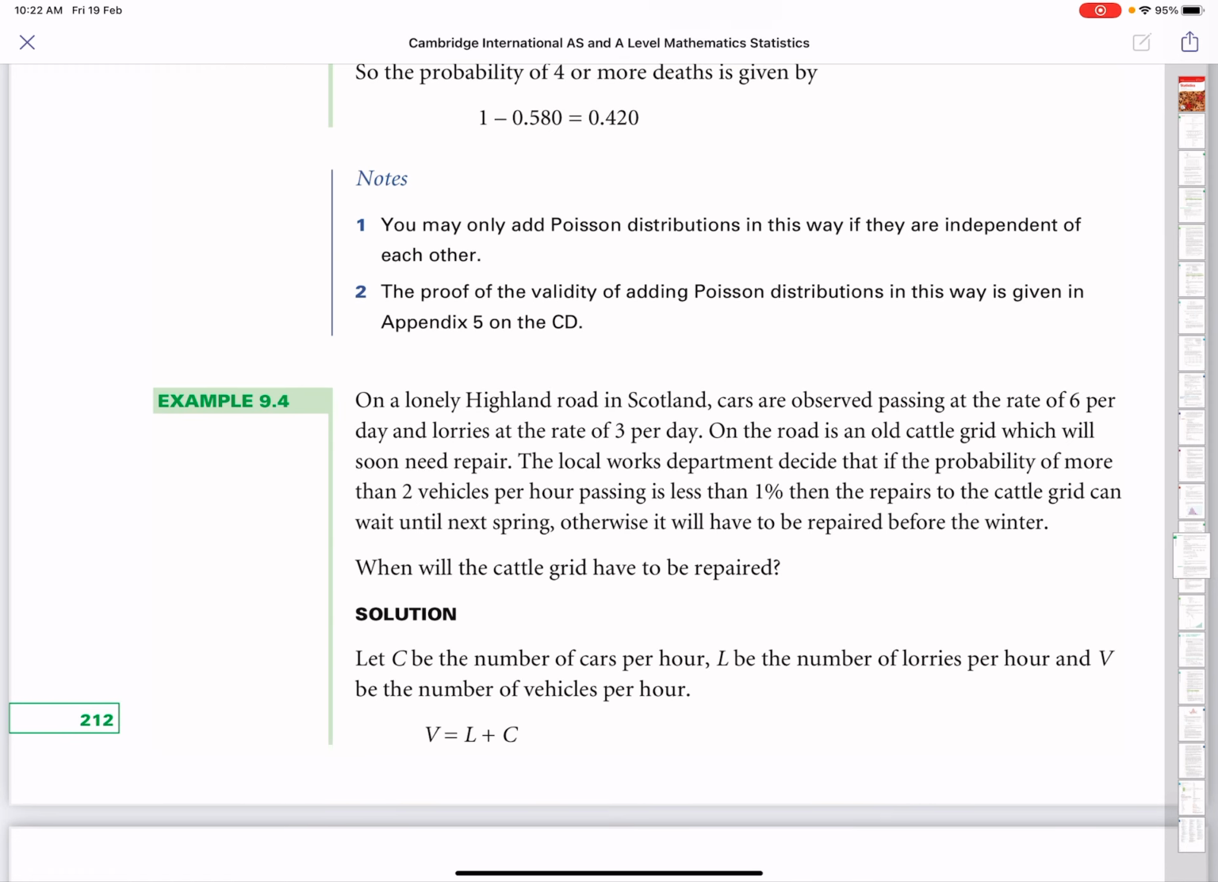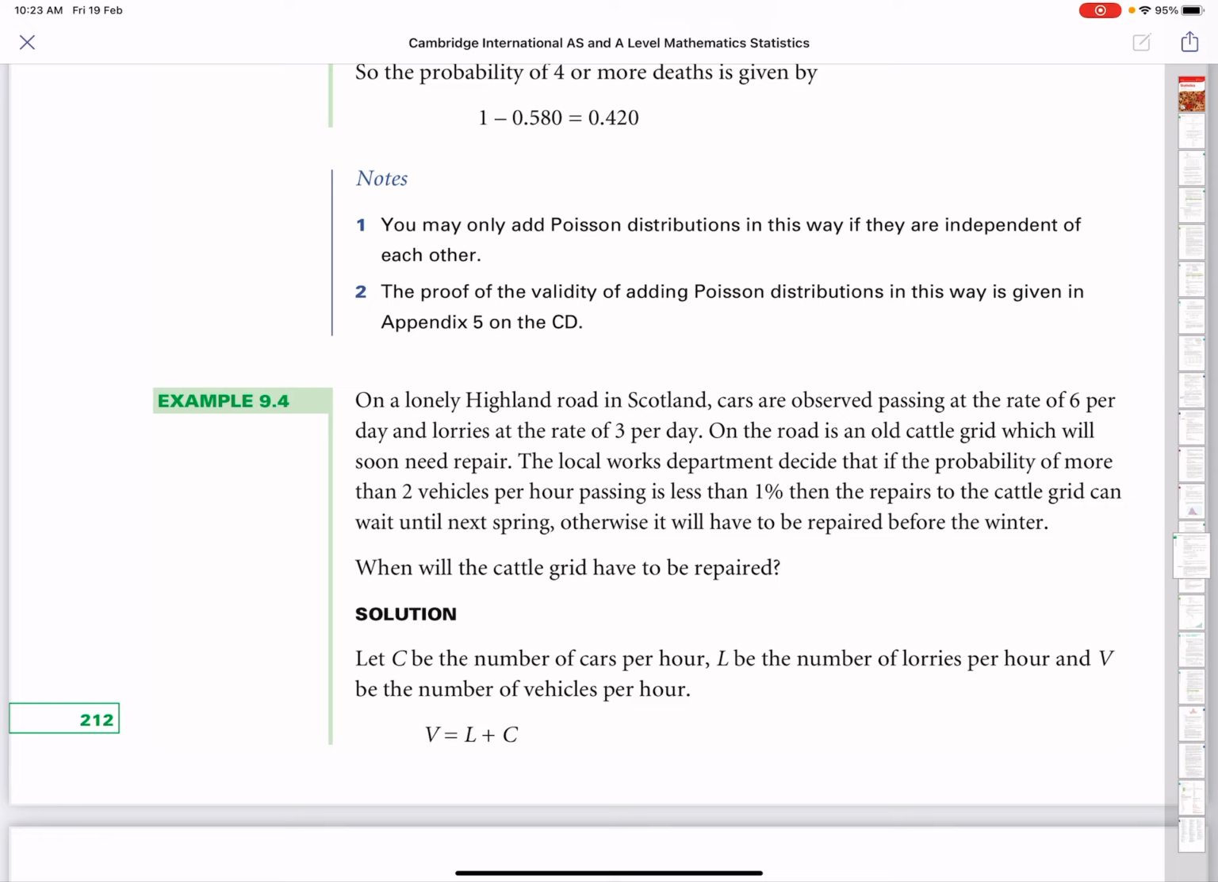Cars are observed passing at a rate of 6 per day, and lorries at a rate of 3 per day. On the road is an old cattle grate which will soon need repair. The local works department decide that if the probability of more than 2 vehicles passing per hour is less than 1%, then repairs to the cattle grid can wait until next spring.